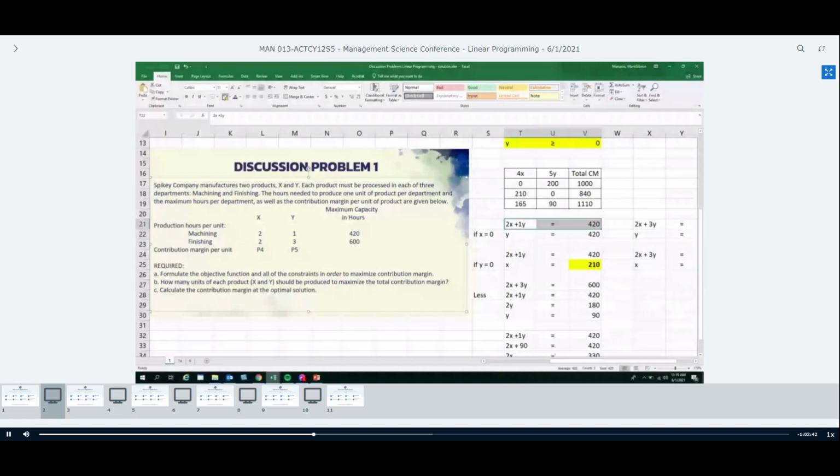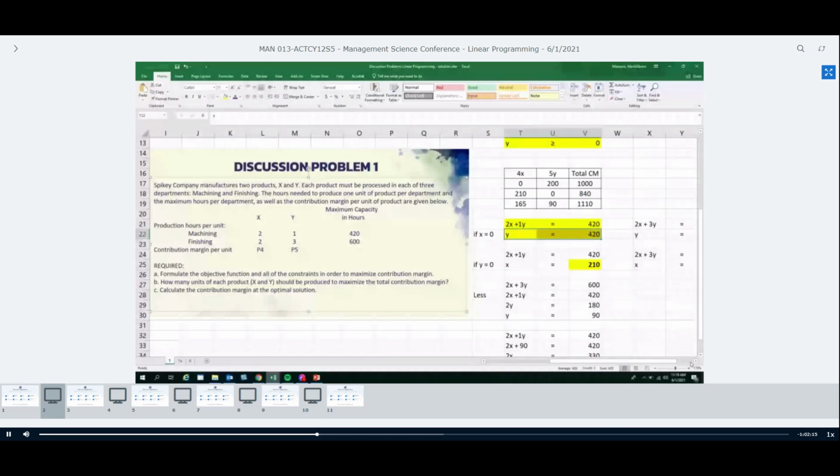Kasi sabi ang x daw is 0, if x is 0. So 2 times 0 is 0 plus 1y. So therefore, y is equals to 420. Okay?